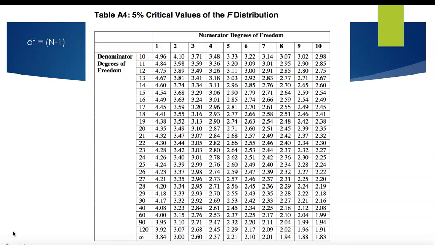And the numerator degrees of freedom is k minus 1. So that's a 2. So you go over 2, and you go down to 13, and then where they meet is a 3.81. That's the threshold for significance. Now remember, the F ratio we got is 17.81, which is bigger than 3.81, and therefore it's significant.